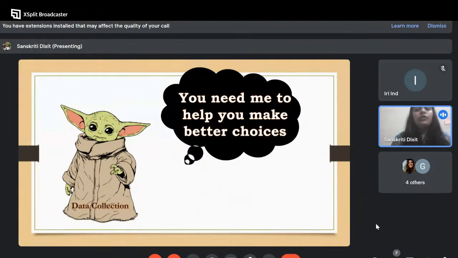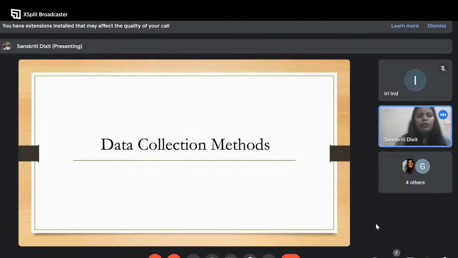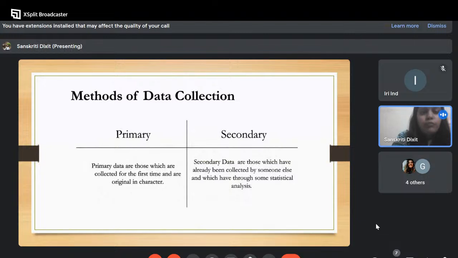Whether you are in the world of academia trying to conduct research, or part of the commercial sector thinking of how to promote a new product, you need data, and it will help you make better choices. Okay, so now let's come to the main important methods. There are two types of methods: primary and secondary. Primary are those which are collected for the first time and are original in character, and secondary are those which have already been collected by someone else and have gone through some statistical analysis, so work has already been done on them.